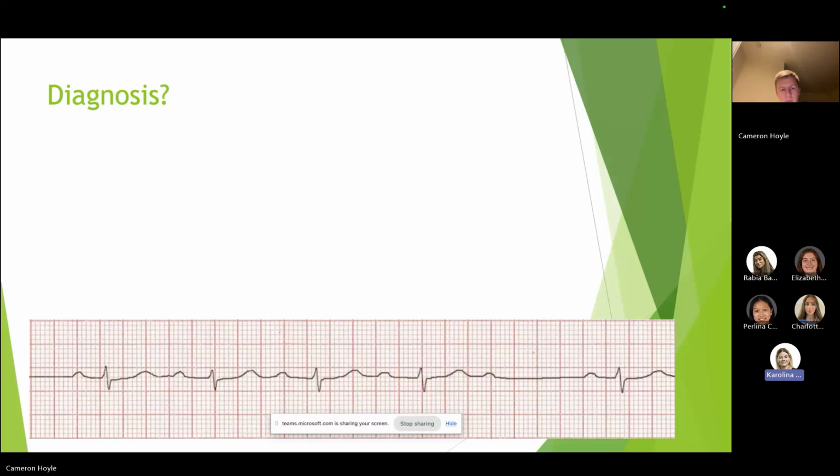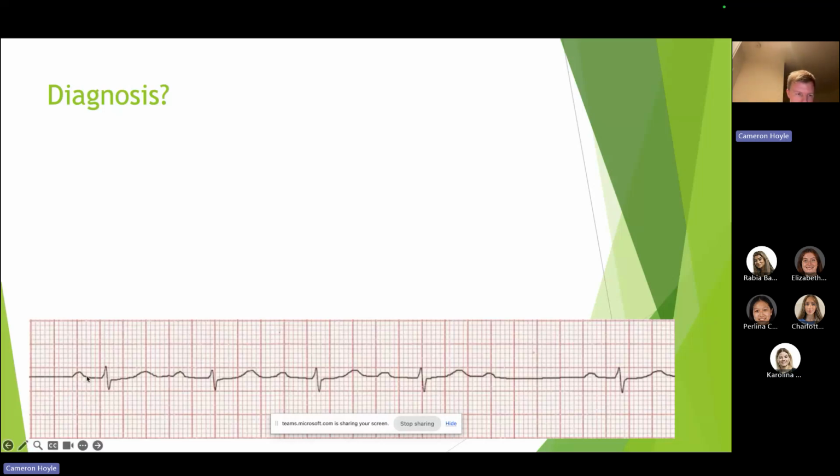Is this Mobitz 1? It is Mobitz 1, yes. Why is it Mobitz 1? And Paulina has said the same thing. Does anyone want to explain? It's progressive PR and then drop, by Charlotte. Yes, progressive PR elongation, then the drop.